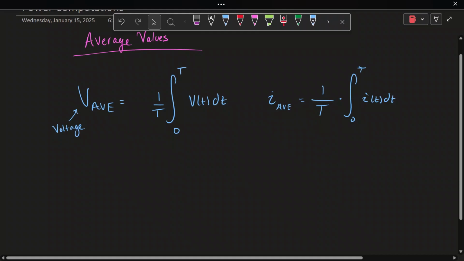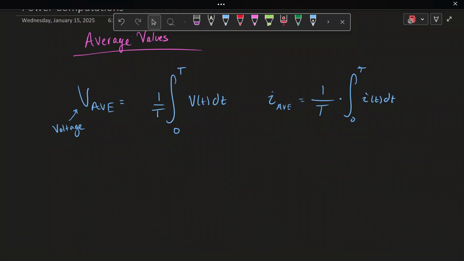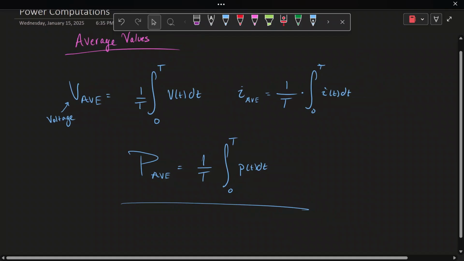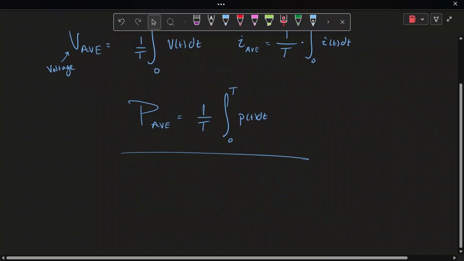This is the one that we're going to be asked for most of the time because most of the time we're worried about the power. We're not talking about what's the current or what's the voltage. We're usually concerned about how much power this load is absorbing, whether it be nonlinear or linear. So the average power is going to be equal to the integral over a period of instantaneous power divided by that period. This is the definition of average power or average values.